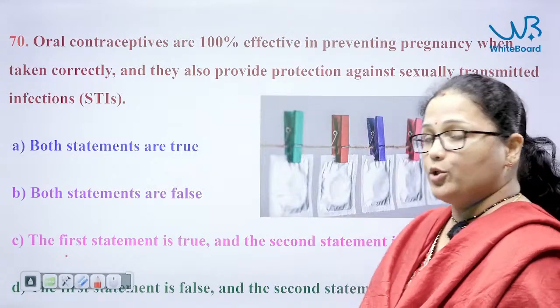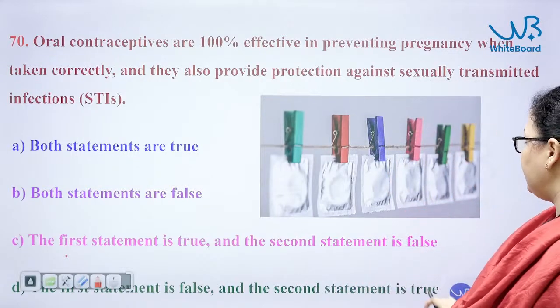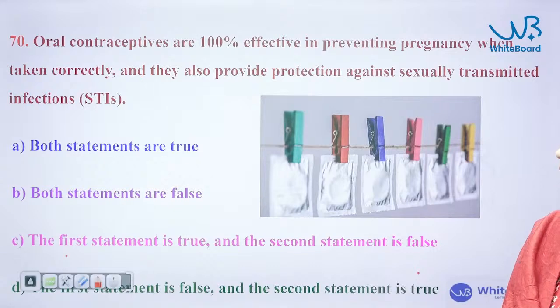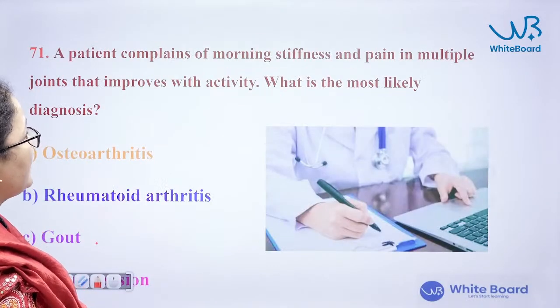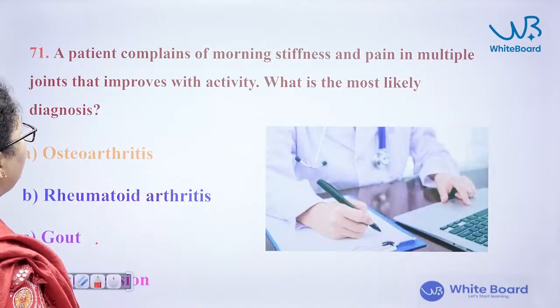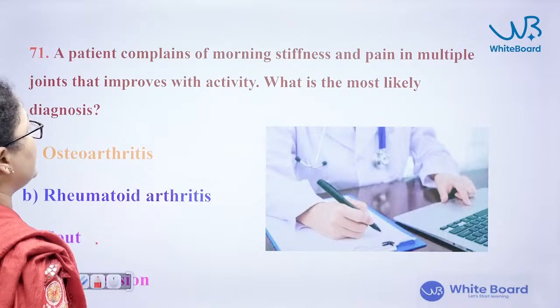that is option D. The first statement is false and the second statement is true. Is it correct? A patient complains of morning stiffness and pain in multiple joints that improves with activity. What is the most likely diagnosis?